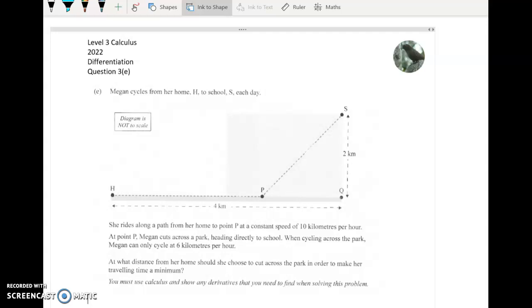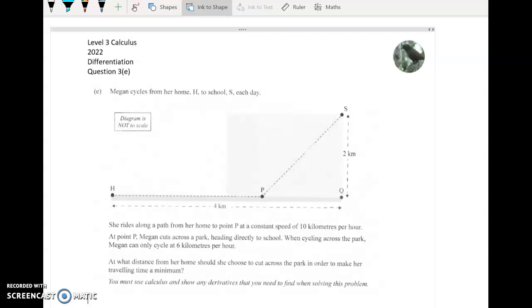This question is a classic calculus problem set in the context of Megan cycling from her home to school each day. And if you've got the Delta textbooks at school, the old Delta textbooks, in the extension exercises for one of the differentiation chapters, there's a bunch of classic calculus problems, and this is one of them.